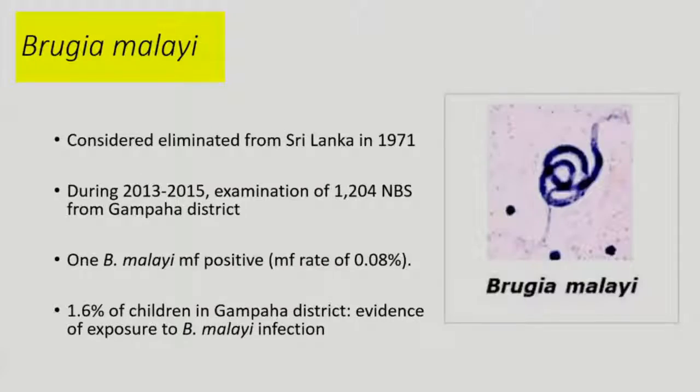I think I got about 100 calls from her every day. So this is dirofilariasis, a worm which is found in the dog. Brugia malayi was considered eliminated from Sri Lanka in 1971. However, we did a night blood survey, and we have found 1.6 percent children in Gampaha district. There was some evidence of exposure to Brugia malayi infection. So is it re-emerging now?